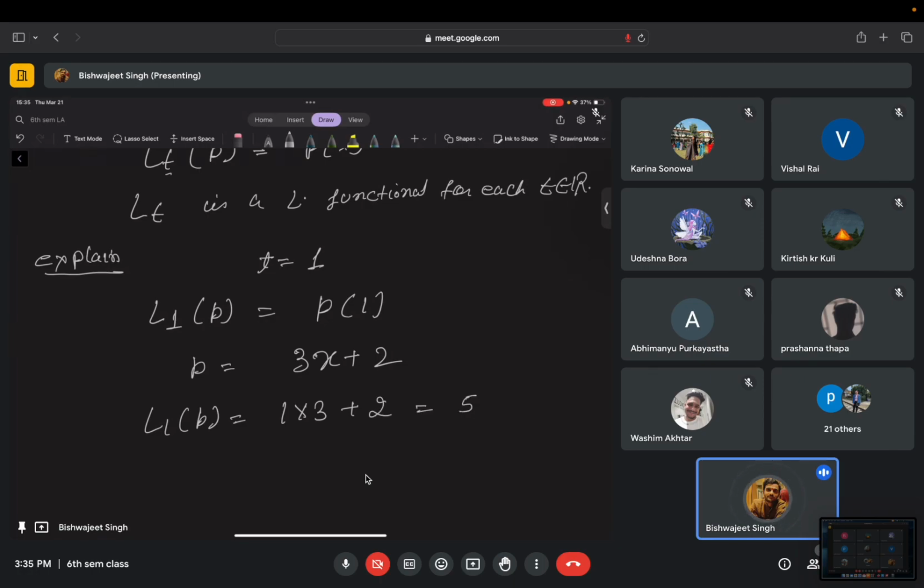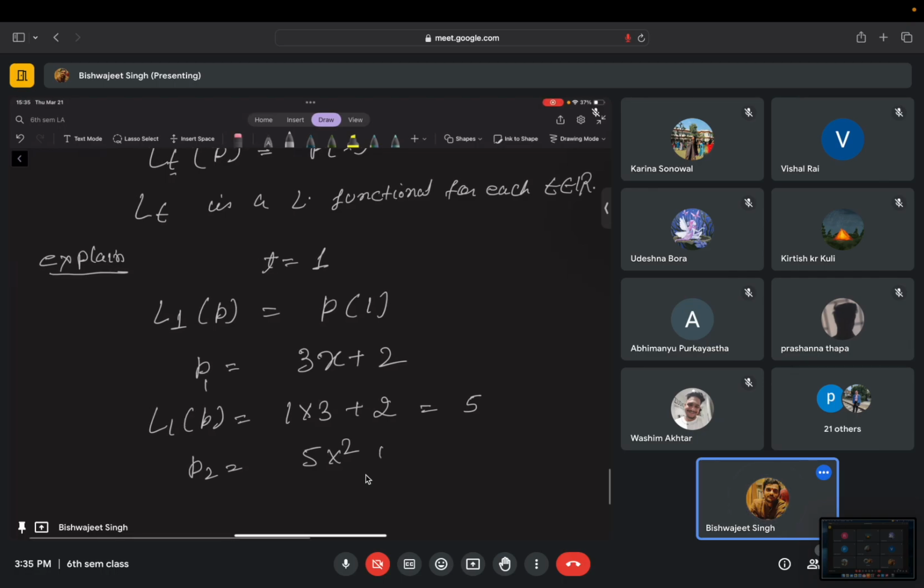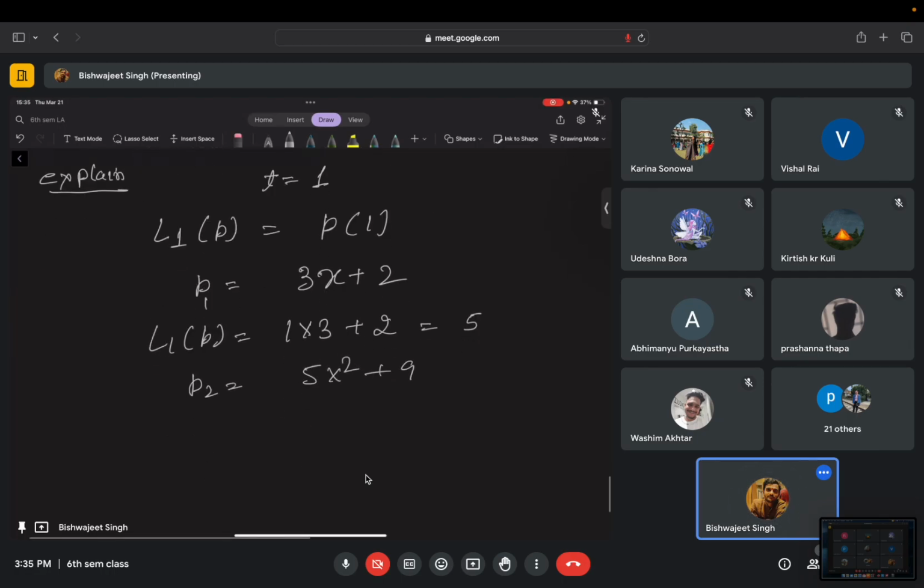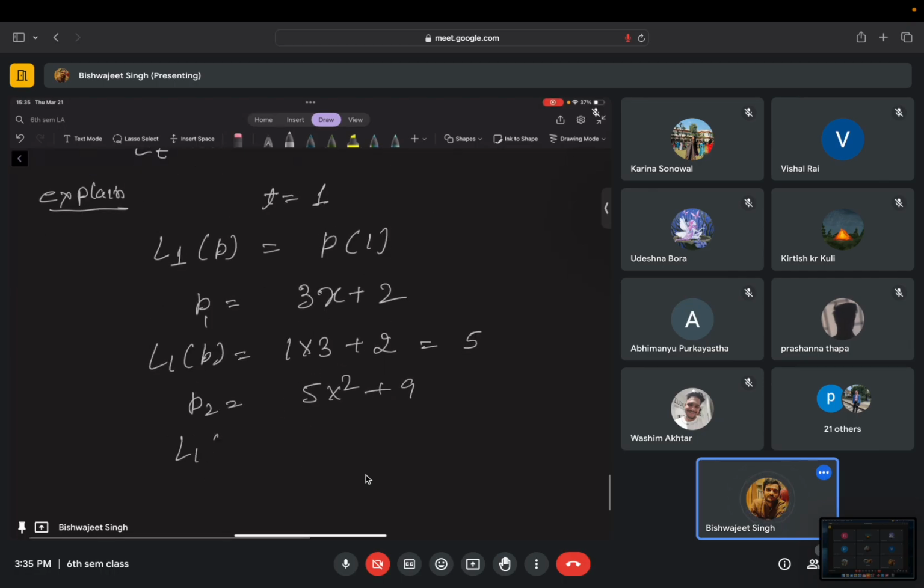Similarly, you can have some more. This is, let's say, p1. You have p2 as 5x square plus 9. So what is this L1 of p2? This is just 5 into 1 plus 9, that is 14. Okay, so this is just for the explanation part.